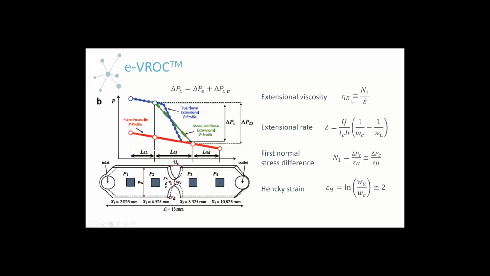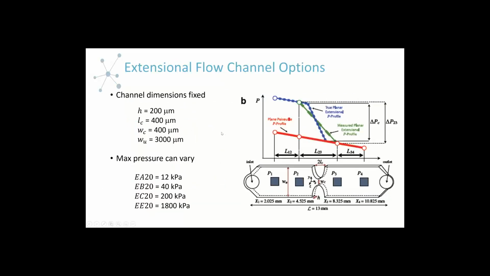We're looking at extensional viscosity and extensional rate. We do have multiple extensional flow channels, just for your information. It's a little different than our uniform channels where we can vary the channel depth. For the case of the extensional channels, we have one fixed geometry. So all of these parameters that I've listed here that are diagrammed down here are fixed. There is no channel depth variability.